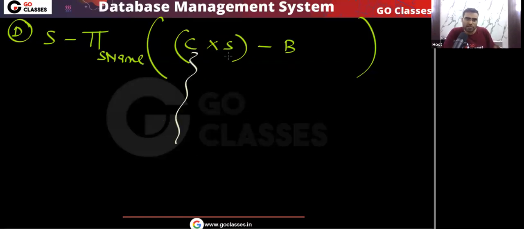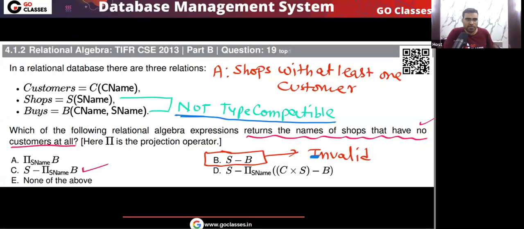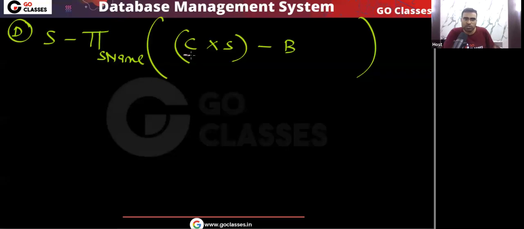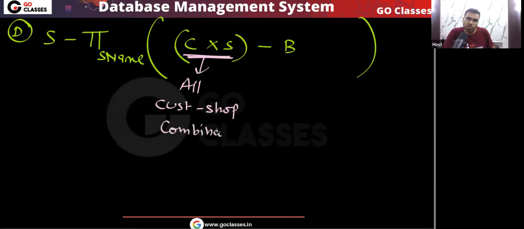Here you have all the customers, and here you have all the shops. In C you have all the customers, in S you have all the shops. So what will C cross S be? These are all customer shop combinations. Yes or no? Remember, these are all the combinations of customer, shop.